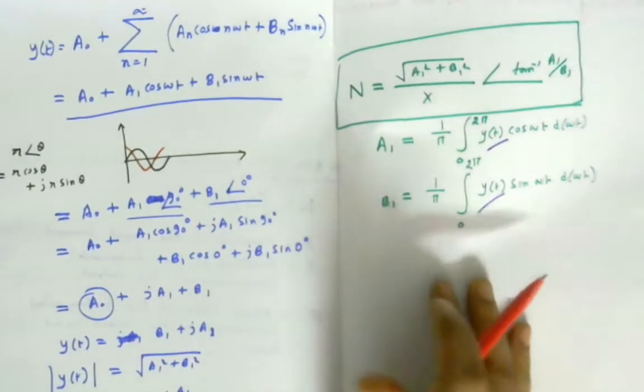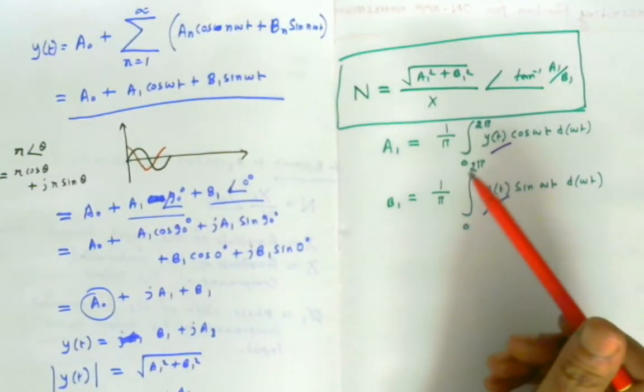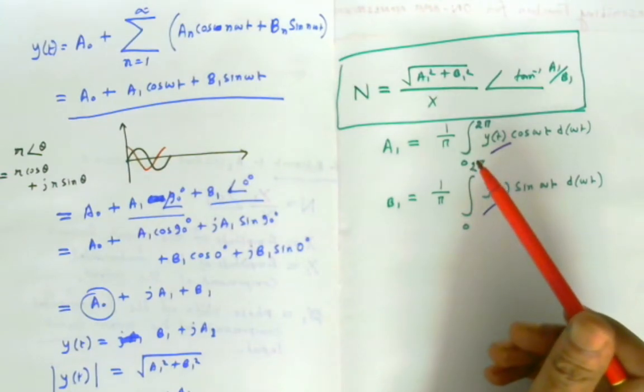Now you have seen the amplitude of the fundamental. I have already derived that the amplitude of the fundamental component is root over of a1 square plus b1 square, and the phase angle is tan inverse a1 by b1. So you only require the values of a1 and b1. Now the formulas for a1 and b1 require y(t). Now what is y(t)? y(t) is the output waveform of the nonlinearity.